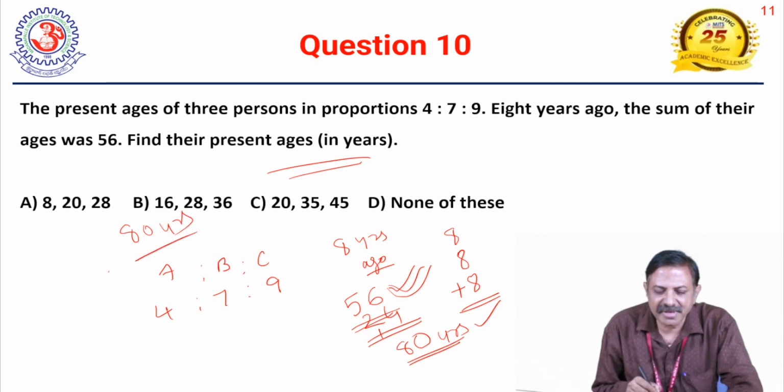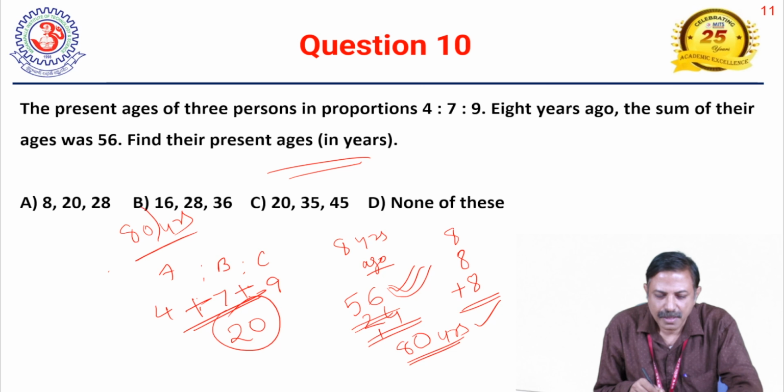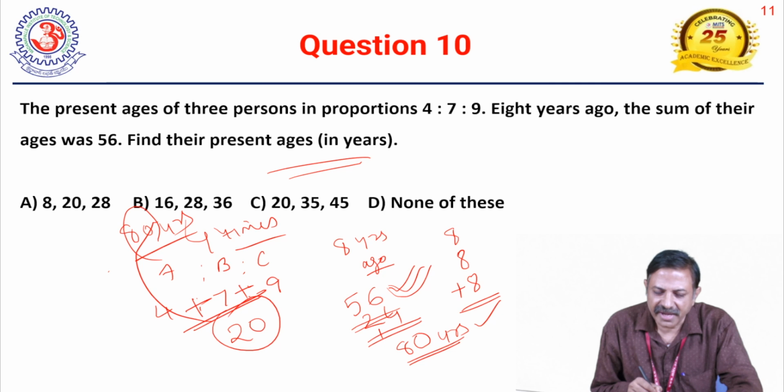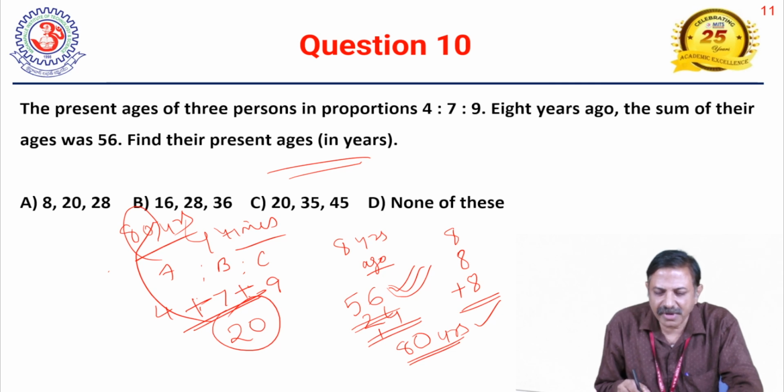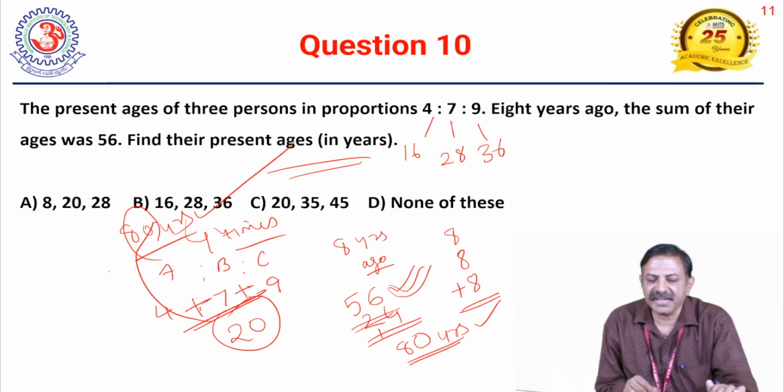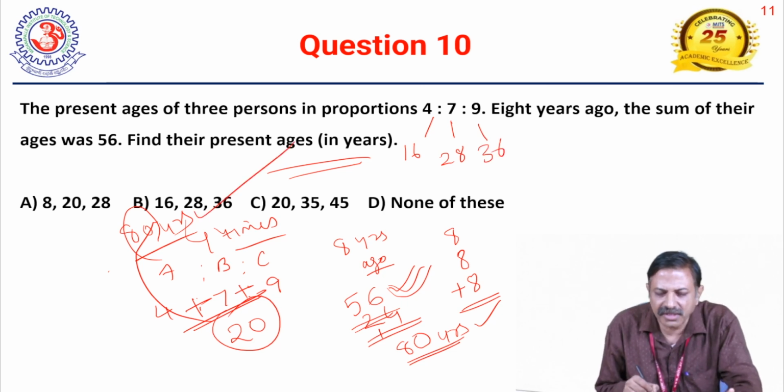You know what is meant by sum of the ages? 4 plus 7 plus 9: 9 plus 4 is 13, plus 7 is 20. This is 20, this is 80. How many times? 4 times. So directly, 4 into 4 is 16, 7 into 4 is 28, 9 into 4 is 36. So students, by seeing the options only, without solving all these things, they can tell the answer.